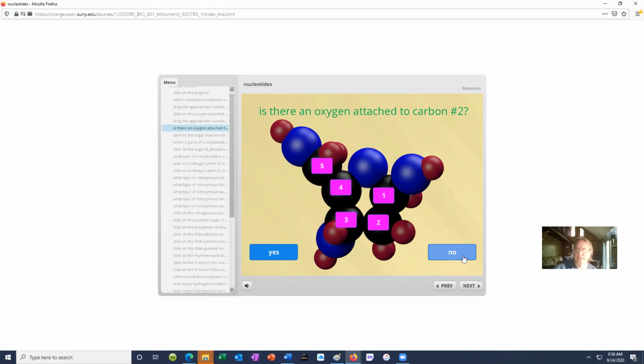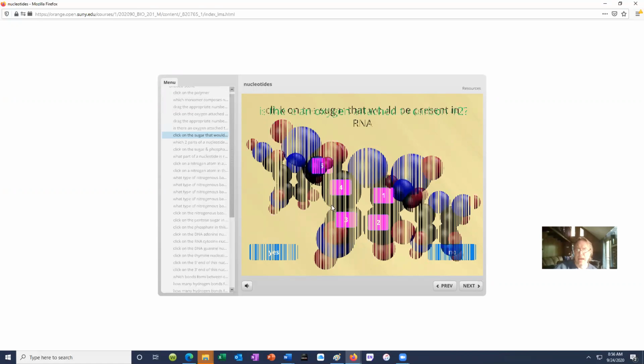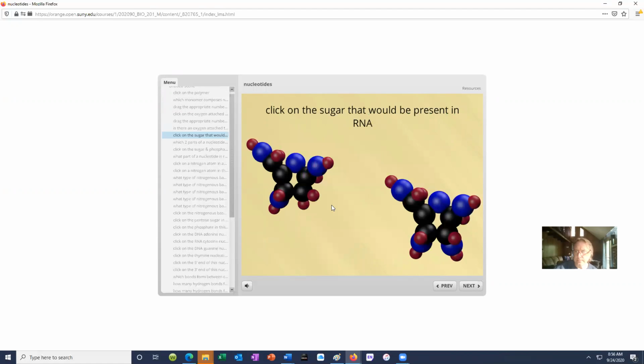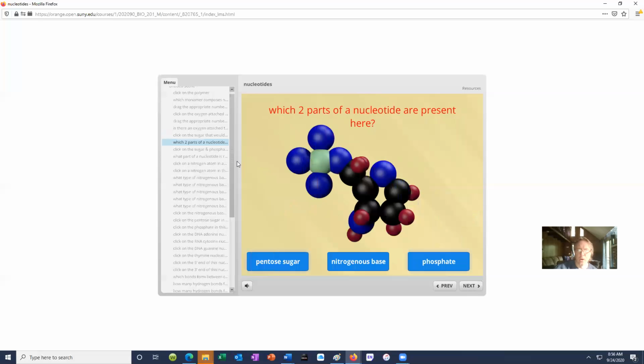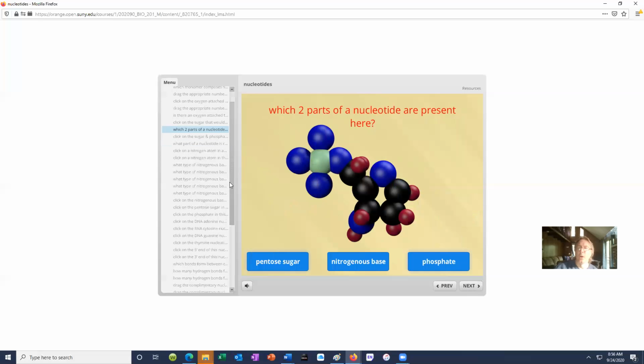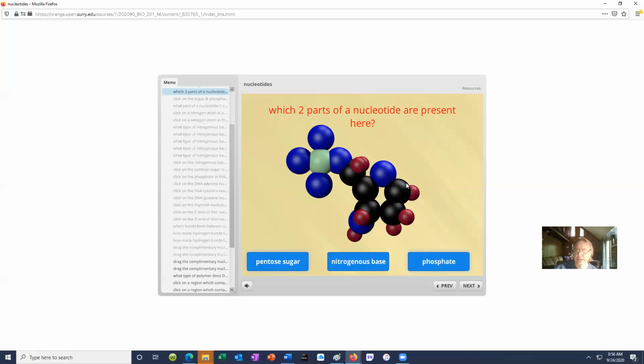So here in deoxyribose, there is not an oxygen there. You can then look at 2 sugars and identify which one is the ribose, which has the oxygen, which one is the deoxyribose, which lacks the oxygen. So this would be the one that is in RNA, etc. There are, once again, 3 parts of a nucleotide.